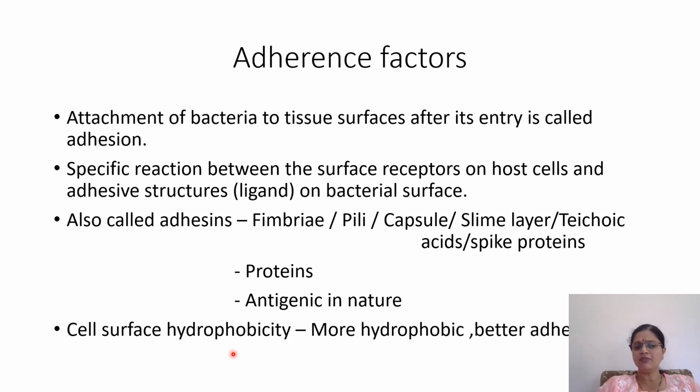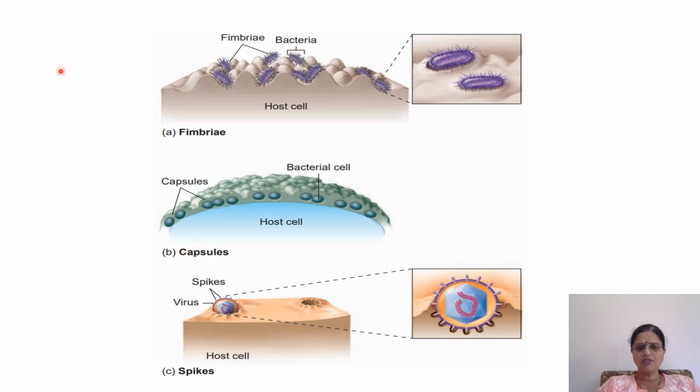The more hydrophobicity a pathogen has, the better it can attach itself on the surface. So, more hydrophobic, better adherence on the surface of the mucosal linings. Okay, so these two characters are going to help the pathogens in their adherence on the surface of the body cells. So this is just a diagrammatic representation of how attachment or adhesion happens.